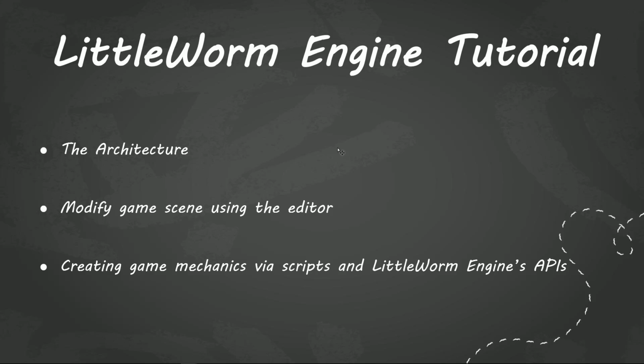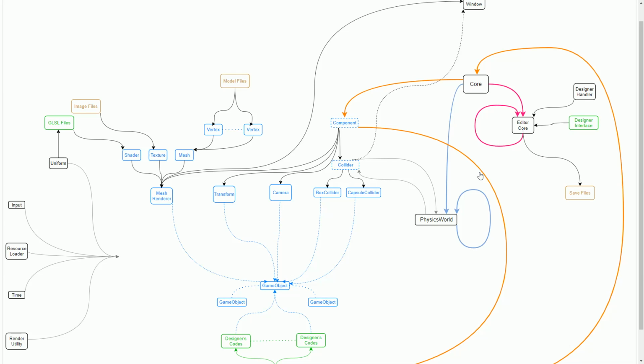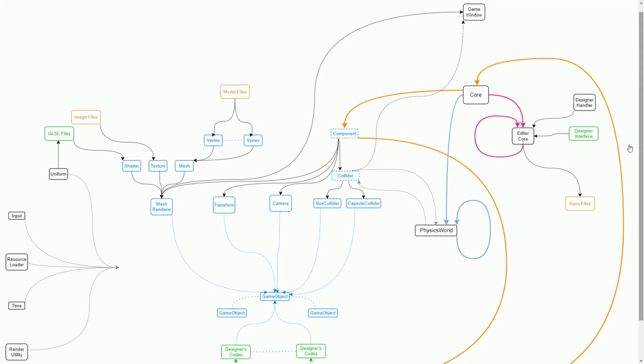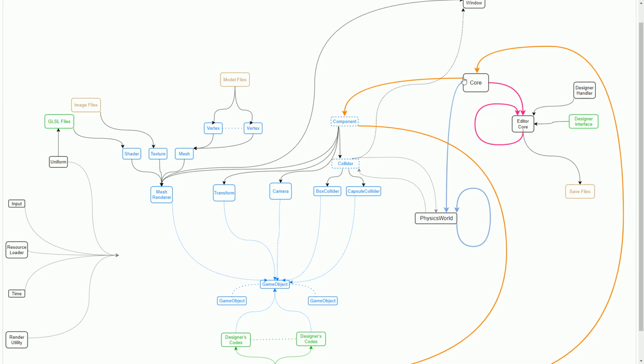So let's start. Okay, so first let's talk about the architecture of LittleWorm Engine. So as you can see here, the core that I'm pointing at is the main program of the engine, and the program is divided into 3 threads. Each thread is a loop, and let's first talk about the orange one.